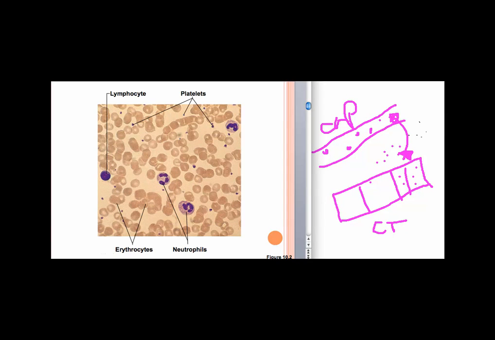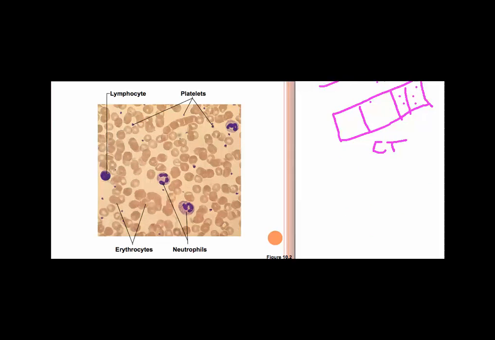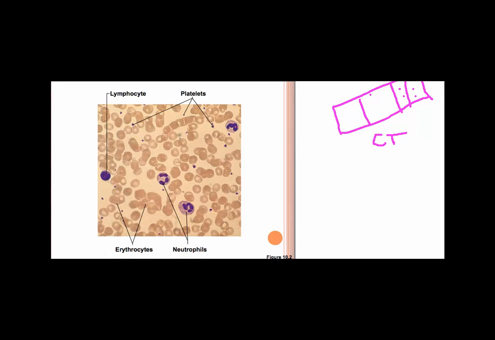Here's a smear of blood. If you take a sample of blood, you'll notice here is what your blood will look like. You're going to have a lot more red blood cells than you do white blood cells. White blood cells are here stained in purple. And if you look at a red blood cell, okay, forgive the fact that I don't have enough space.